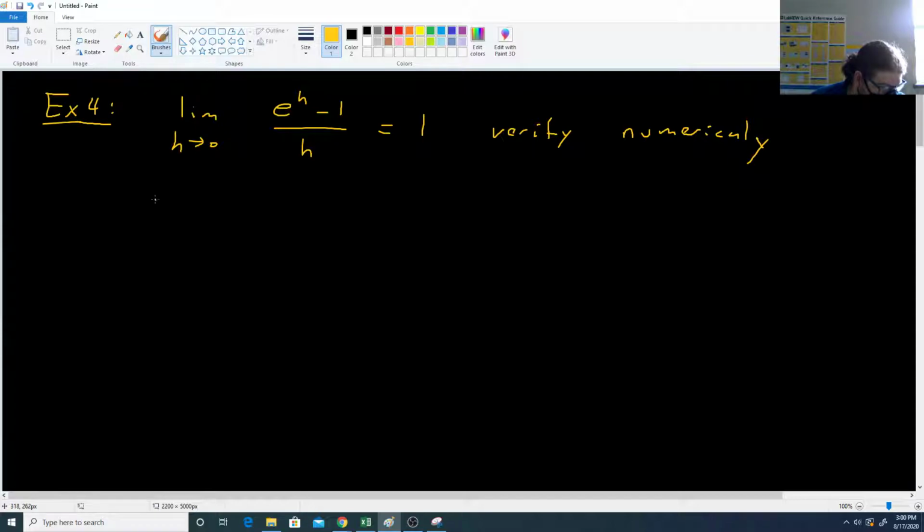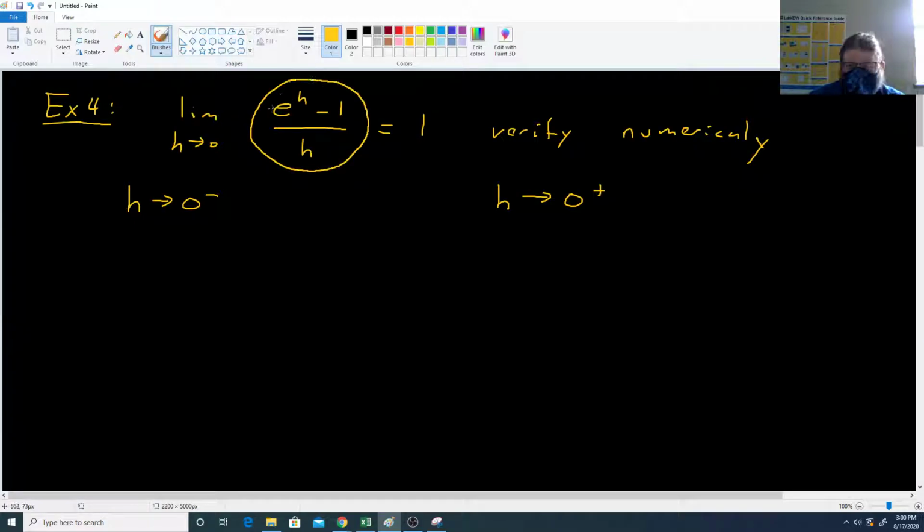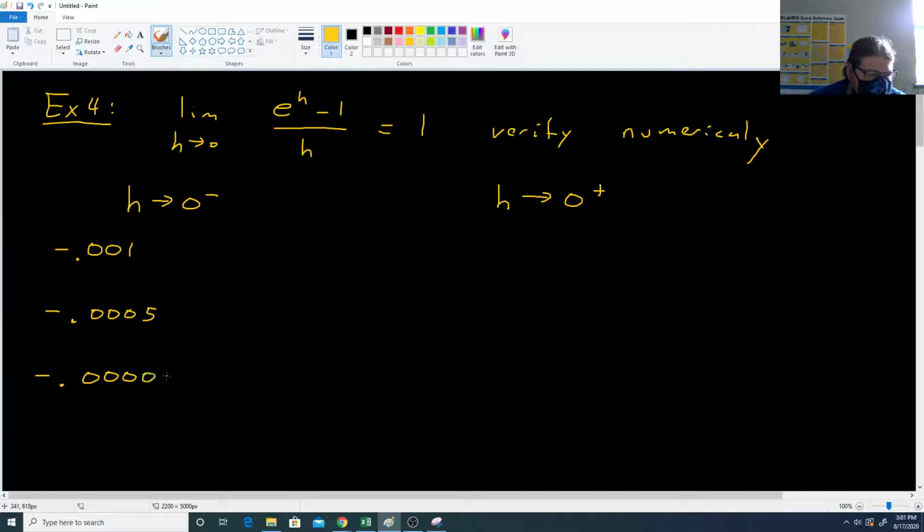I need to see what the value of this part is as h approaches 0 from the left, and as h approaches 0 from the right. If you approach 0 from the left, I'm going to use numbers like negative 0.001, negative 0.0005, negative 0.000001. So this is getting closer and closer to 0 from the left.